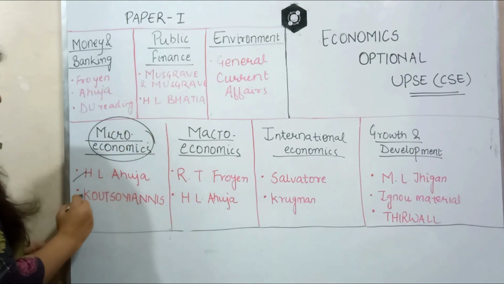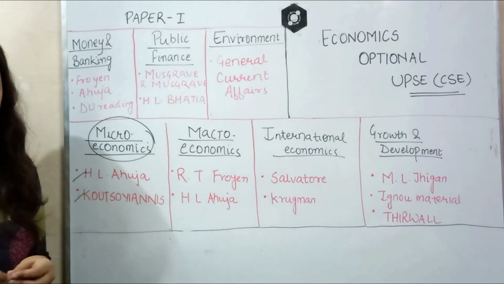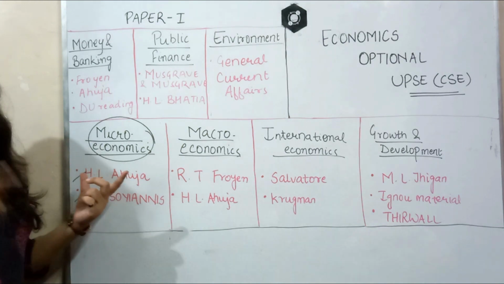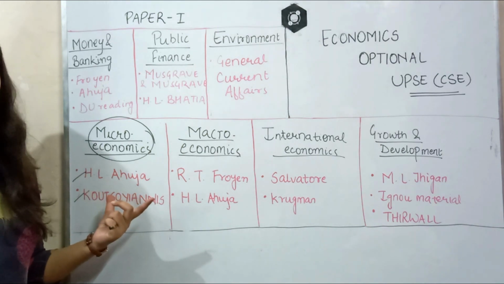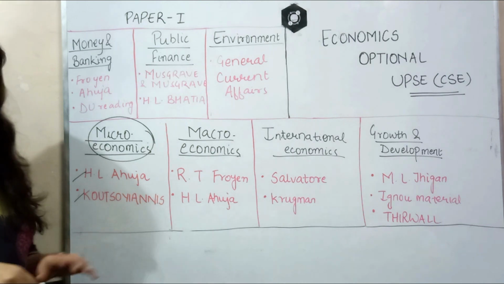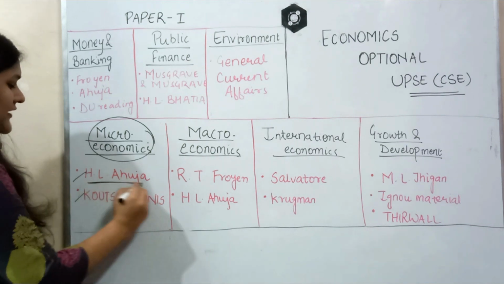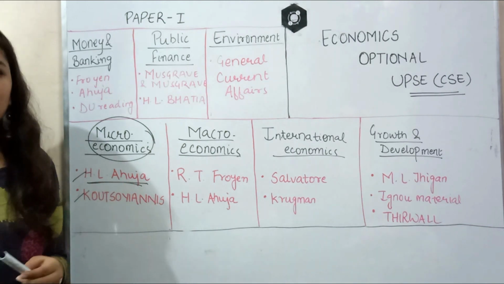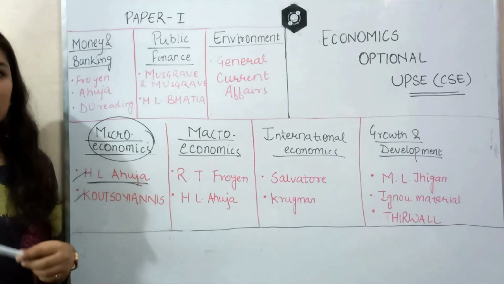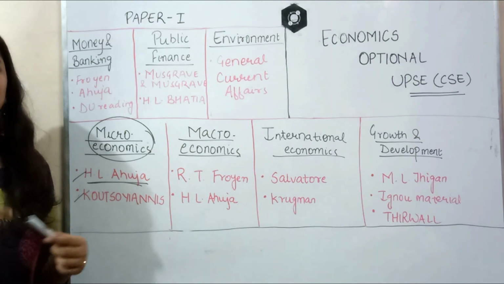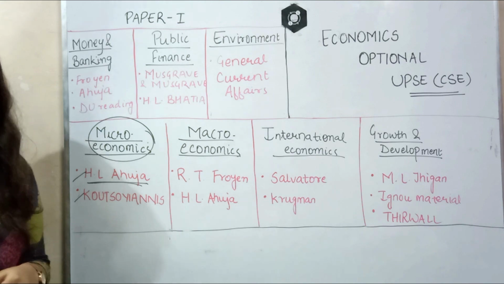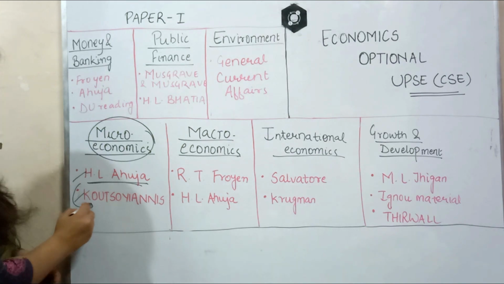First one is H.L. Ahuja and the second one is Koutsoyiannis. You have to read only one book. As per the toppers' recommendation, people go with H.L. Ahuja. H.L. Ahuja is a very thick book and sometimes it becomes monotonous to read this 1600 pages book. So people go with Koutsoyiannis also.